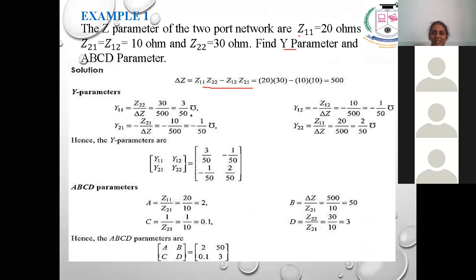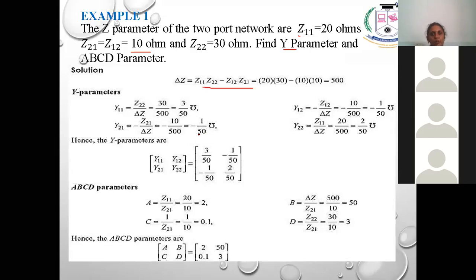Next, find out the Y21 value. Y21 is equal to minus Z21 by del Z. Z21 is given to be 10 ohms. Del Z is 500. So substitute here and find minus 1 by 50. Next, find out the Y12 value. Y12 is minus Z12 by del Z, so that is minus 10 by 500, which is going to be minus 1 by 50. Next, Y22. Y22 is equal to Z11 by del Z, or this will be 2 by 50. That's how we got the Y parameter values, Y11, Y12, Y21 and Y22. Just substitute here and get the values.